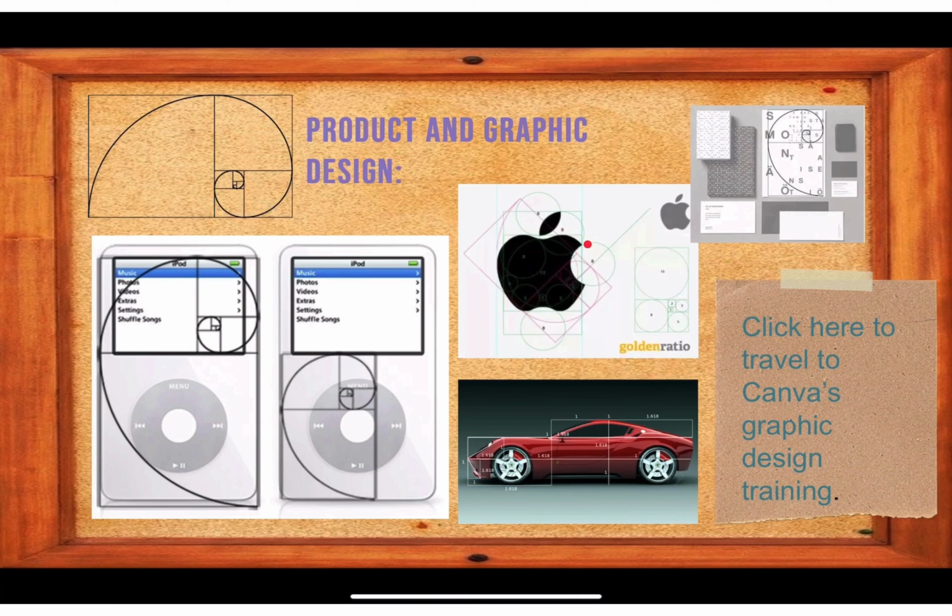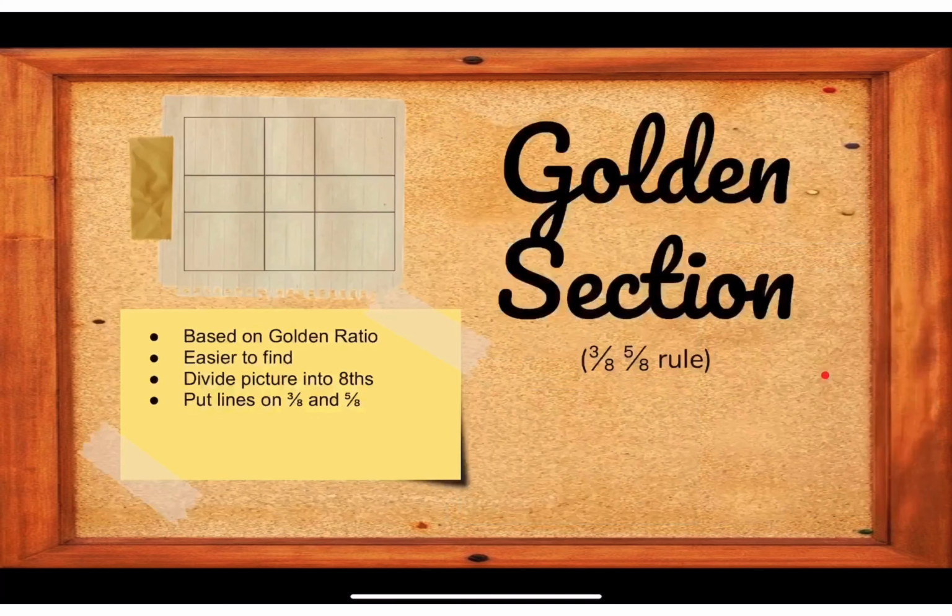Now, if you'll click here where it says, click here to travel to Canva's graphic design training. Canva is an online website where you can go and design posters and all kinds of cool stuff. They'll let you do some of it for free. They actually have some graphic design training, and they'll show you how their designers have used these principles in designing all their graphics, anything from logos to complete poster designs, any advertisements. The good graphic designers are going to use these principles.